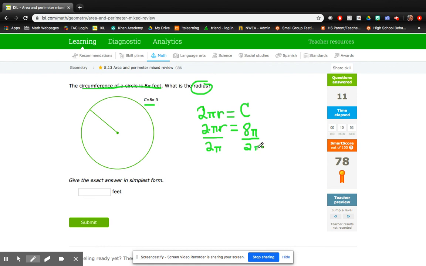So if I divide both sides by 2 pi, 2 divided by 2 goes to 1, pi divided by pi goes to 1, and I'm left with 1r. And over here, 8 divided by 2 becomes 4, and pi divided by pi becomes 1, and 4 times 1 is just 4, leaving me with a radius of 4.